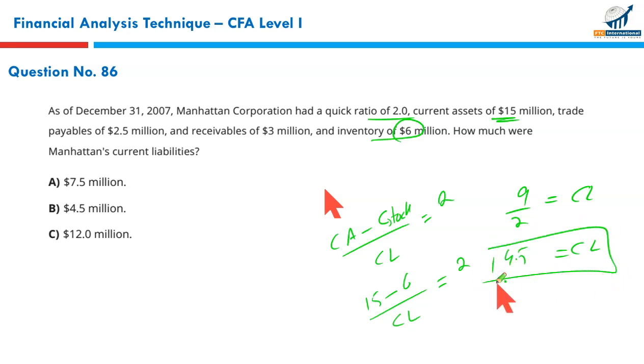You need to know how to manipulate the formulas. We were given quick ratio. Quick ratio is current assets minus stock, because current assets were given. So we use this ratio and directly shorten our work. So B is the right answer.